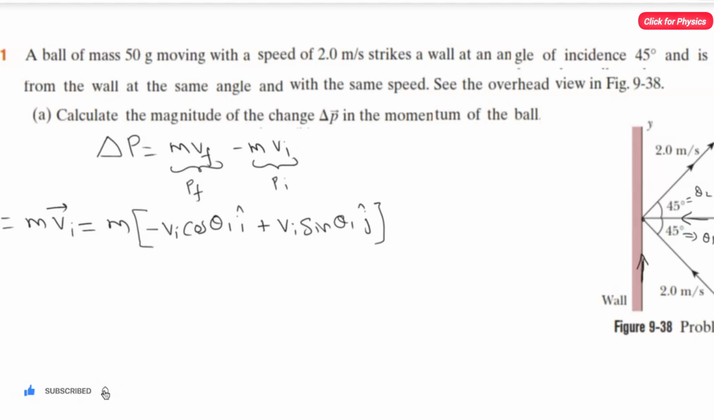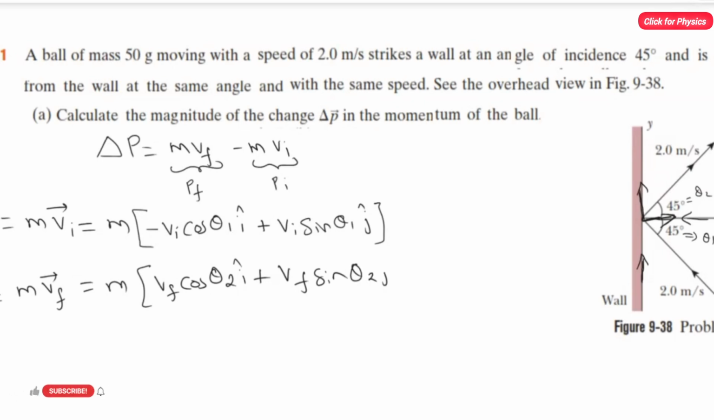Now we have to find the same thing for the final momentum. You can see the arrow marks will be in this direction. So its x component will be in the positive direction of the x and your y component will be in the positive direction of the y. So the formula for the final momentum is nothing but mass multiplied by the final velocity of the ball, which is equal to mass multiplied by, based on this arrow, your x component in the positive direction of the x. I'm talking about the final speed of the ball. So we have to write v final cosine of theta 2 i cap, and then your v final y component is also moving to the positive direction of the y. So plus v final sine theta 2 j cap.